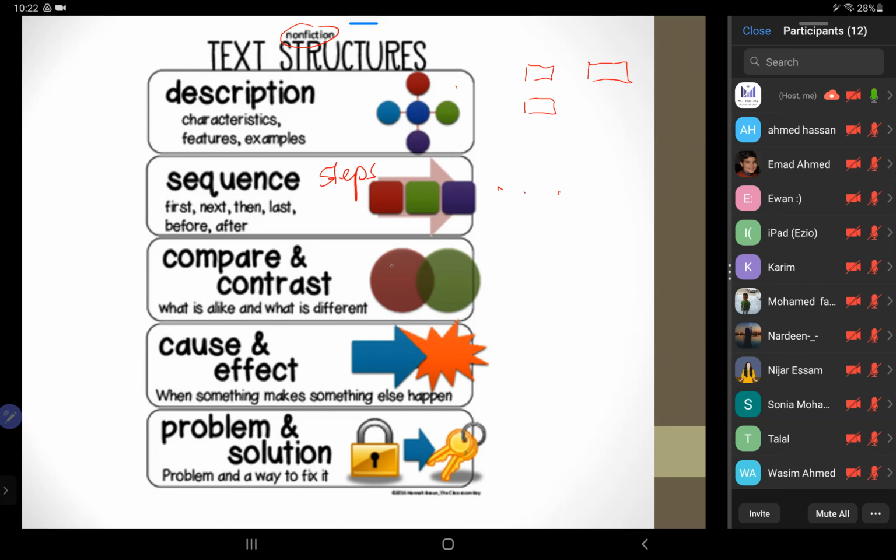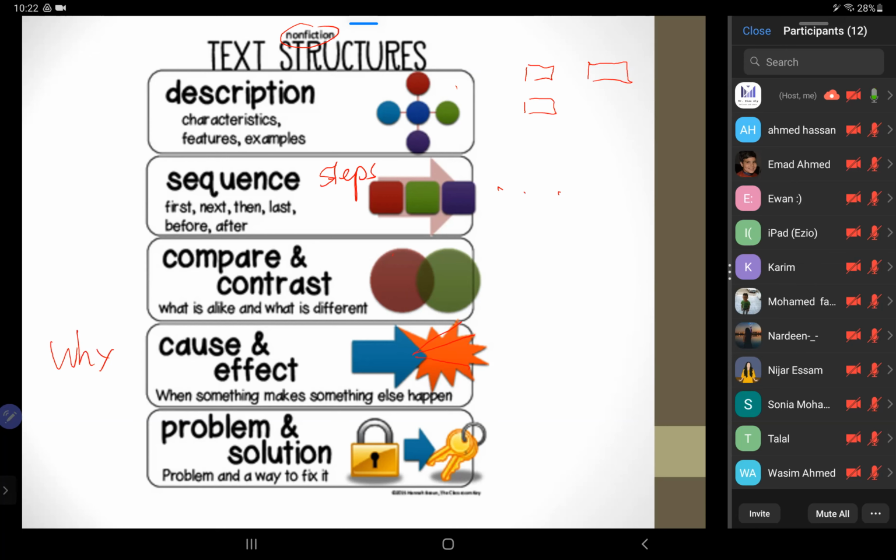Compare and contrast. You are mentioning the similarities and differences between two things. Cause and effect. Because this happened, that happened. Or as you do a lot of sports, you will feel this and this and that. So cause and effect, because this happened. Remember, it was why.